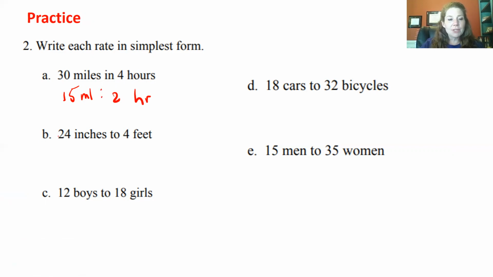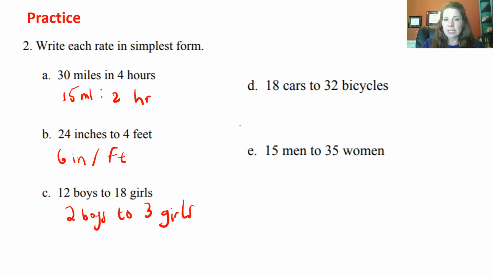All right, number 2, I'm going to divide both of these by 4. So this would be 6 inches. Now that's for 1 foot, so I'm going to put per foot. That is actually unit rate as well. So 12 boys to 18 girls. Those are both divisible by 6. So it'd be 2 boys to 3 girls. 2 boys to 3 girls.